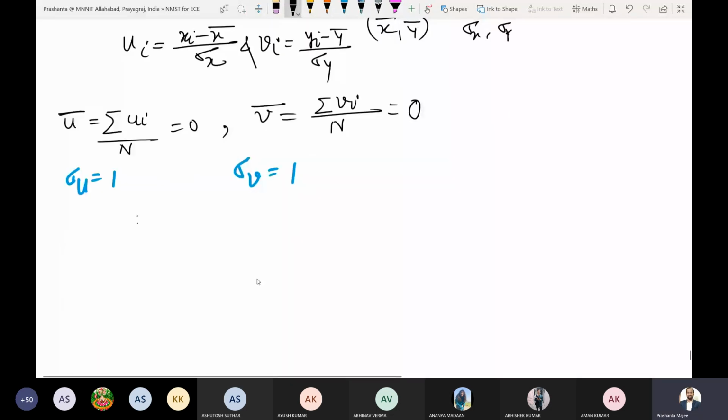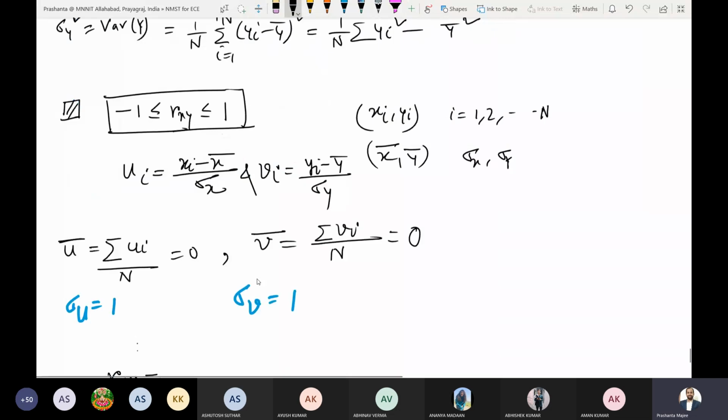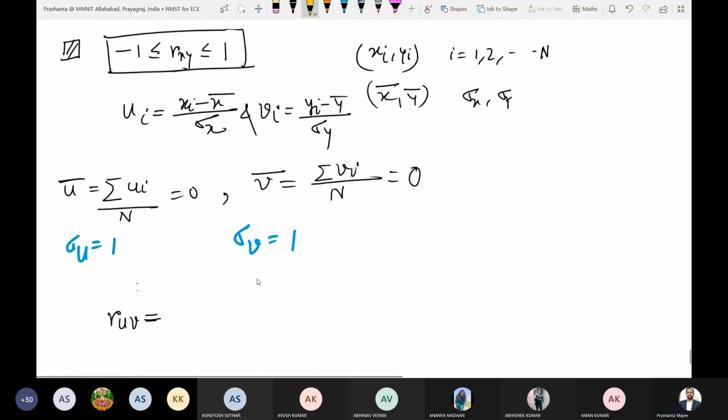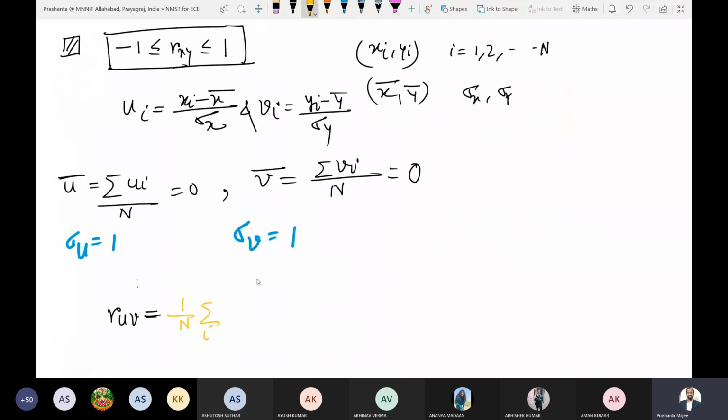So what is the correlation coefficient of u variable and v variable? What is r_uv? You use the alternative formula of r_uv. r_uv will be 1 by n into summation i equals 1 to n u_i v_i minus u bar v bar. Now u bar v bar equals 0.